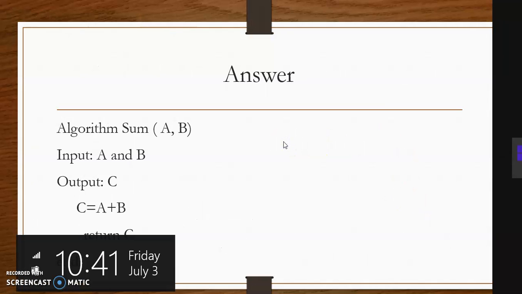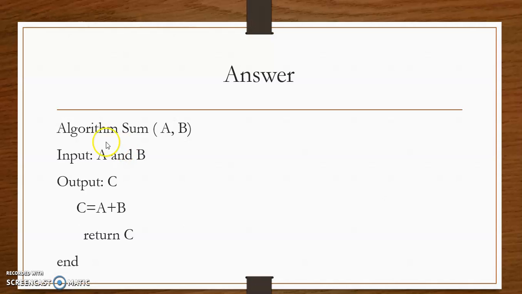Writing this in the form of an algorithm, we get: algorithm sum(A, B), input is A, B, output is C, and C is equal to A plus B, which is the operation that we want to perform. Then we return the value of C as the answer, and then we come to an end.